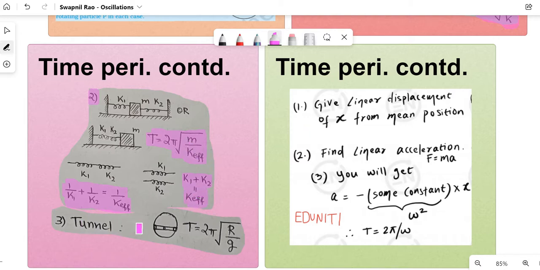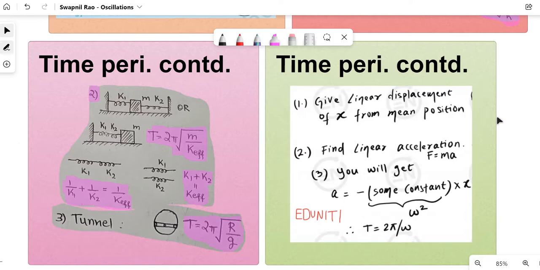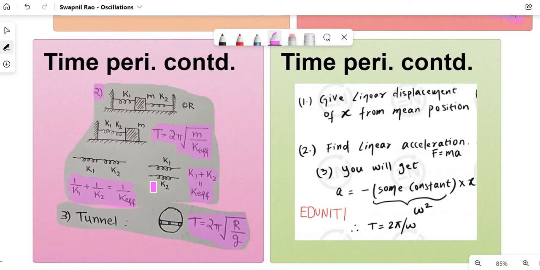In the same way, there is also another time period formula for tunnel SHM of an object when there is a tunnel through the earth, where T is equal to 2 pi under root R by g, where R is the radius of the earth. There are many formulae, like for example an object moving to and fro in, let's say, a bucket of water and so on. But that's mostly for JEE Mains. I've just written the few important ones.